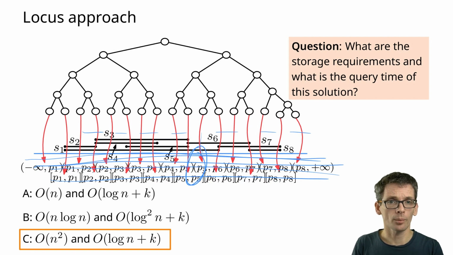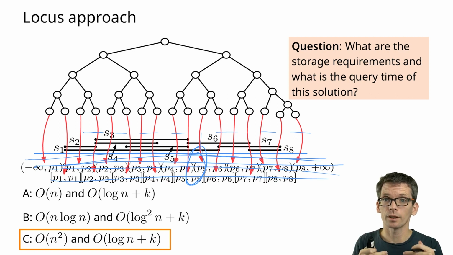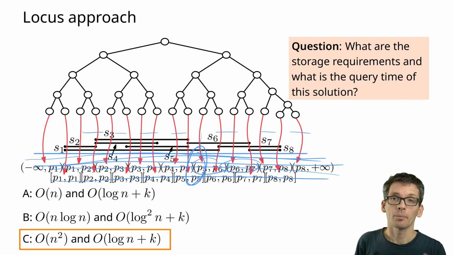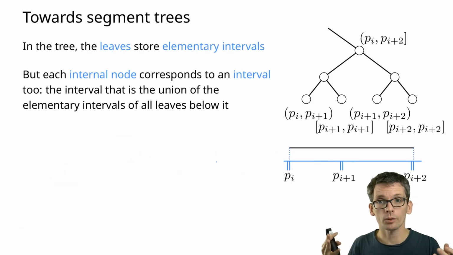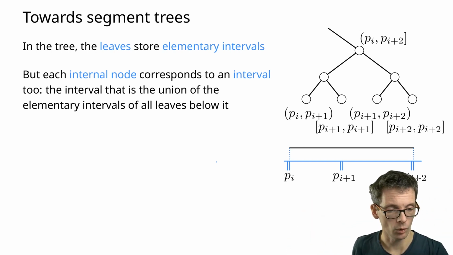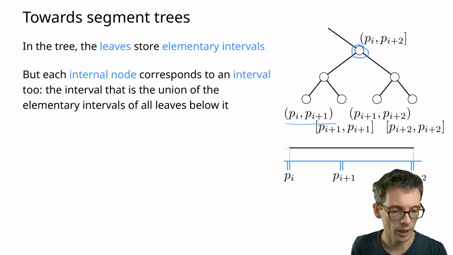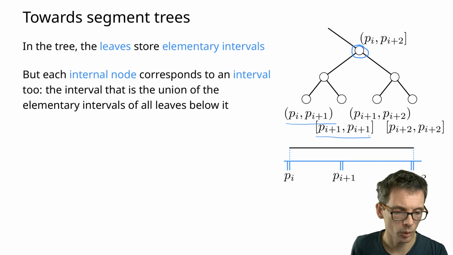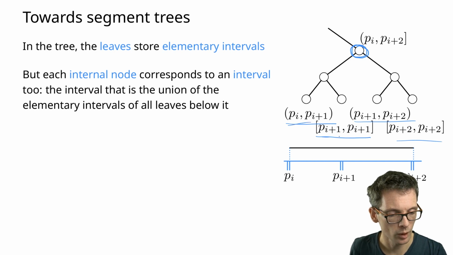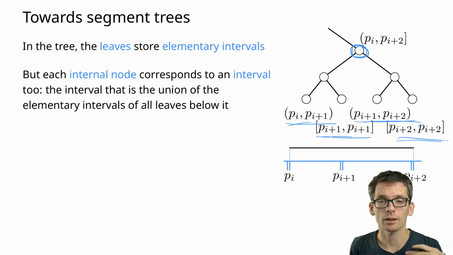We're going to use the following observation. So the leaves here correspond to certain intervals, the elementary intervals, so the intervals that you see down here. But every internal node also corresponds to an interval, namely simply the union of the intervals of the leaves of that node. So for instance, this internal node here, the leaves are p_i to p_i plus 1, the point p_i plus 1, and so on. So this internal node simply corresponds to the union of those. So every internal node has an interval too.